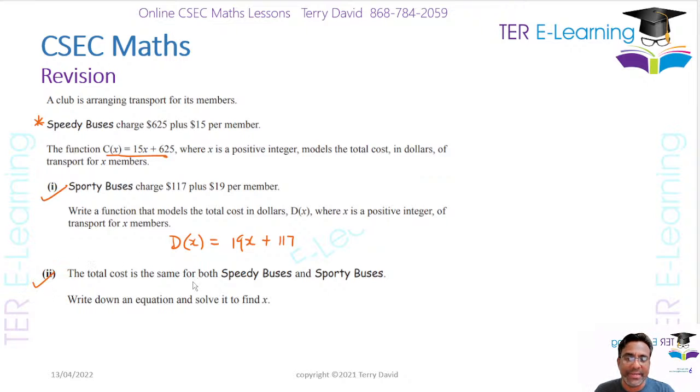In part 2, the total cost is the same for both speedy buses and sporty buses. Write down an equation and solve it to find x. So I have two functions here. You have the speedy buses, which is given by c of x is equal to 15x plus 625, right? d of x is equal to 19x plus 117, right? Now they are telling us that the total cost is the same for both of them.